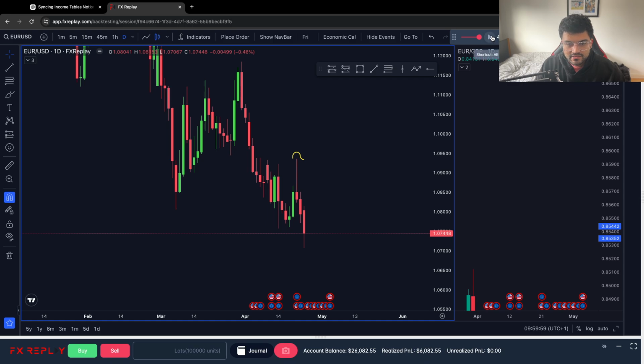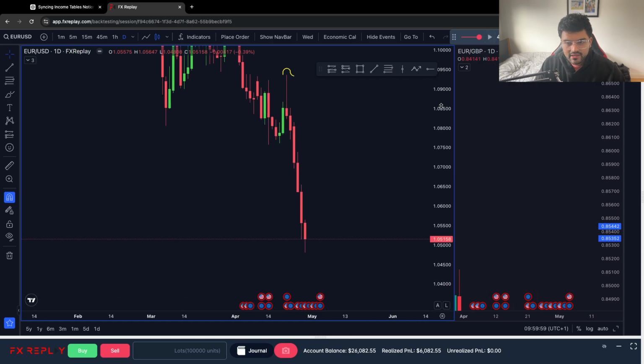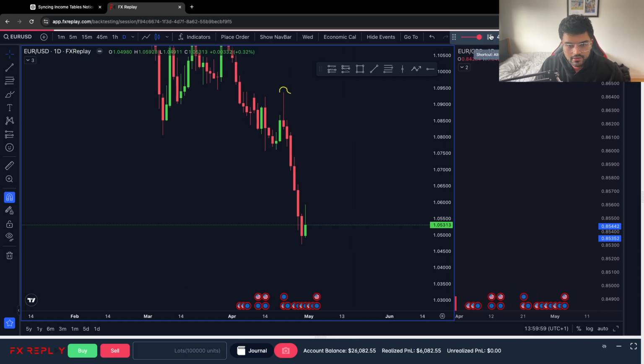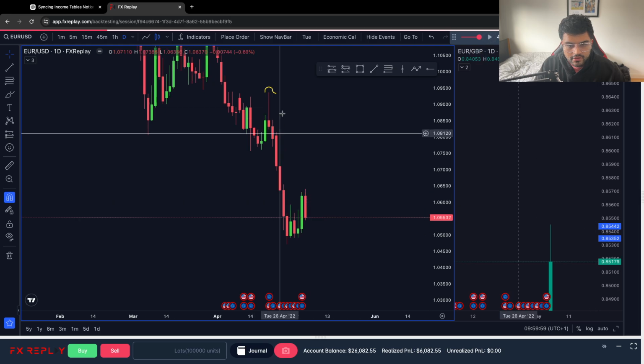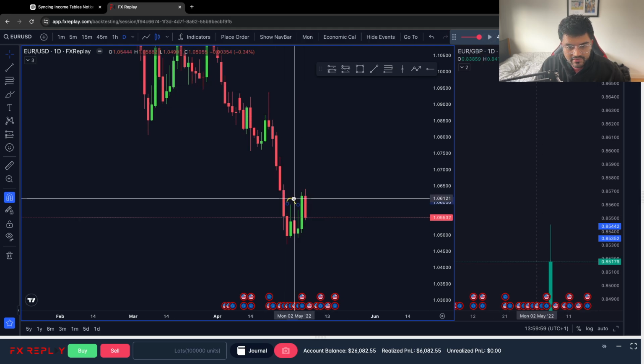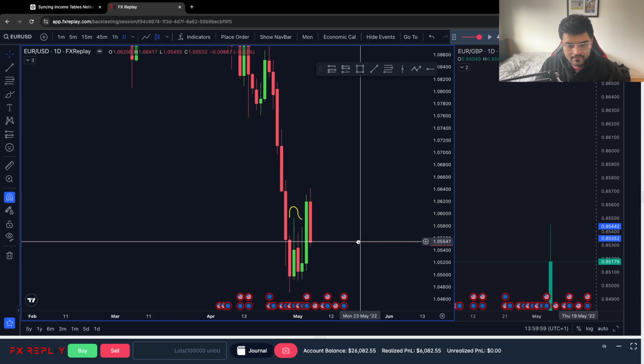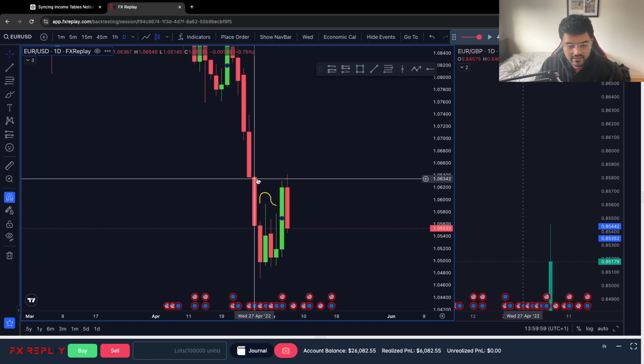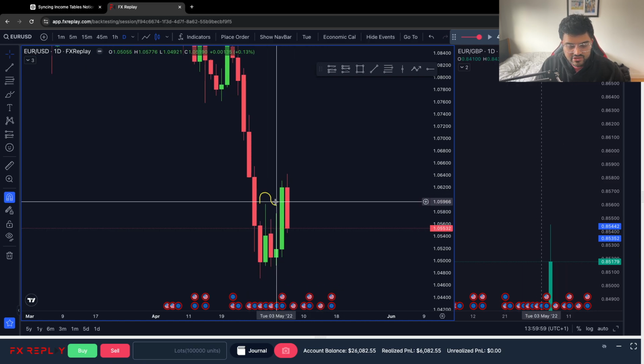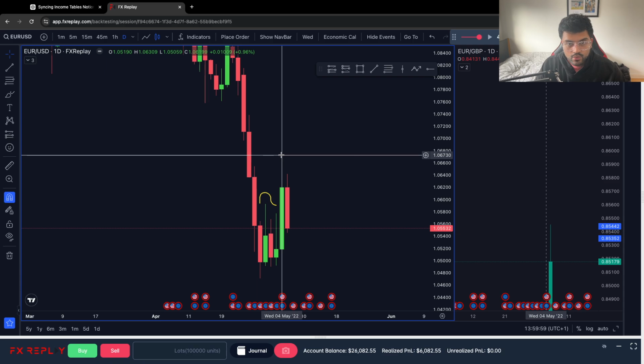Okay, let's play some more. Look at that, we're just plummeting. Okay, perfect. This is a good example. This is a swing high. Okay, lower high to the left, lower high to the right. This was a swing high, and now we've broken it with a body.